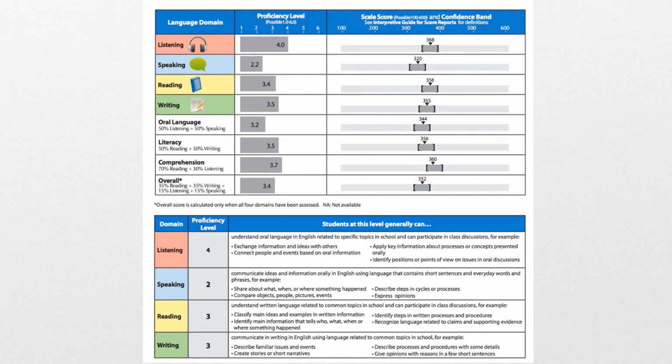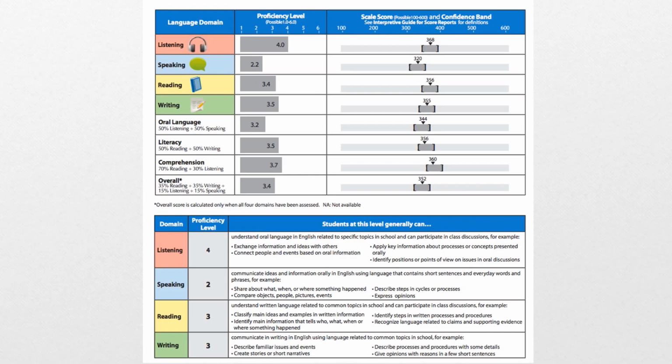For example, since this student is a level 4 in listening, this student would be able to understand oral language in English related to specific topics in school and participate in class discussions. For example, exchange information and ideas with others, connect people and events based on oral information, apply key information about processes or concepts presented orally, and identify positions or points of view on issues in oral discussions. It's important to know that because then you'll know what you can realistically expect from that student when it comes to listening.